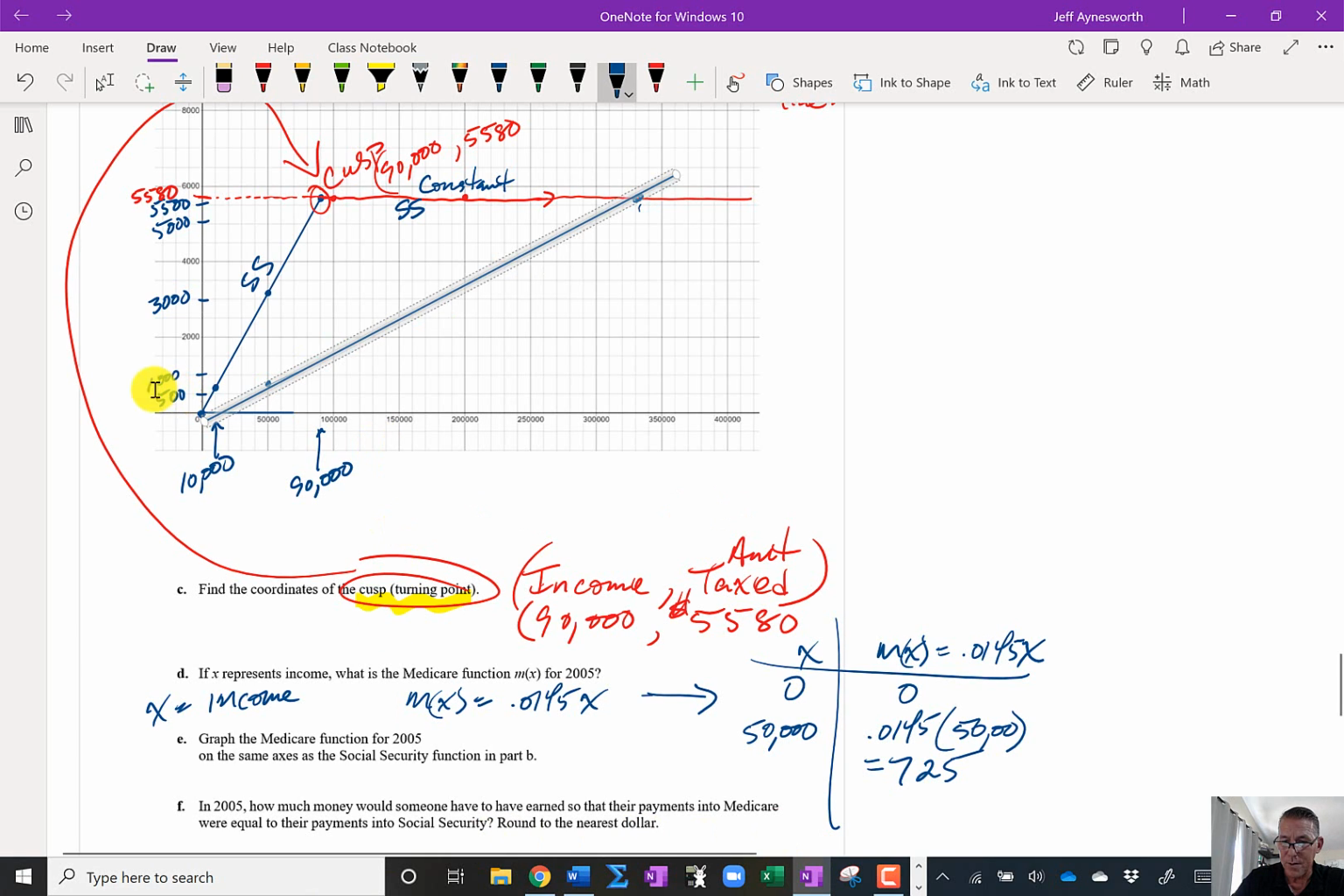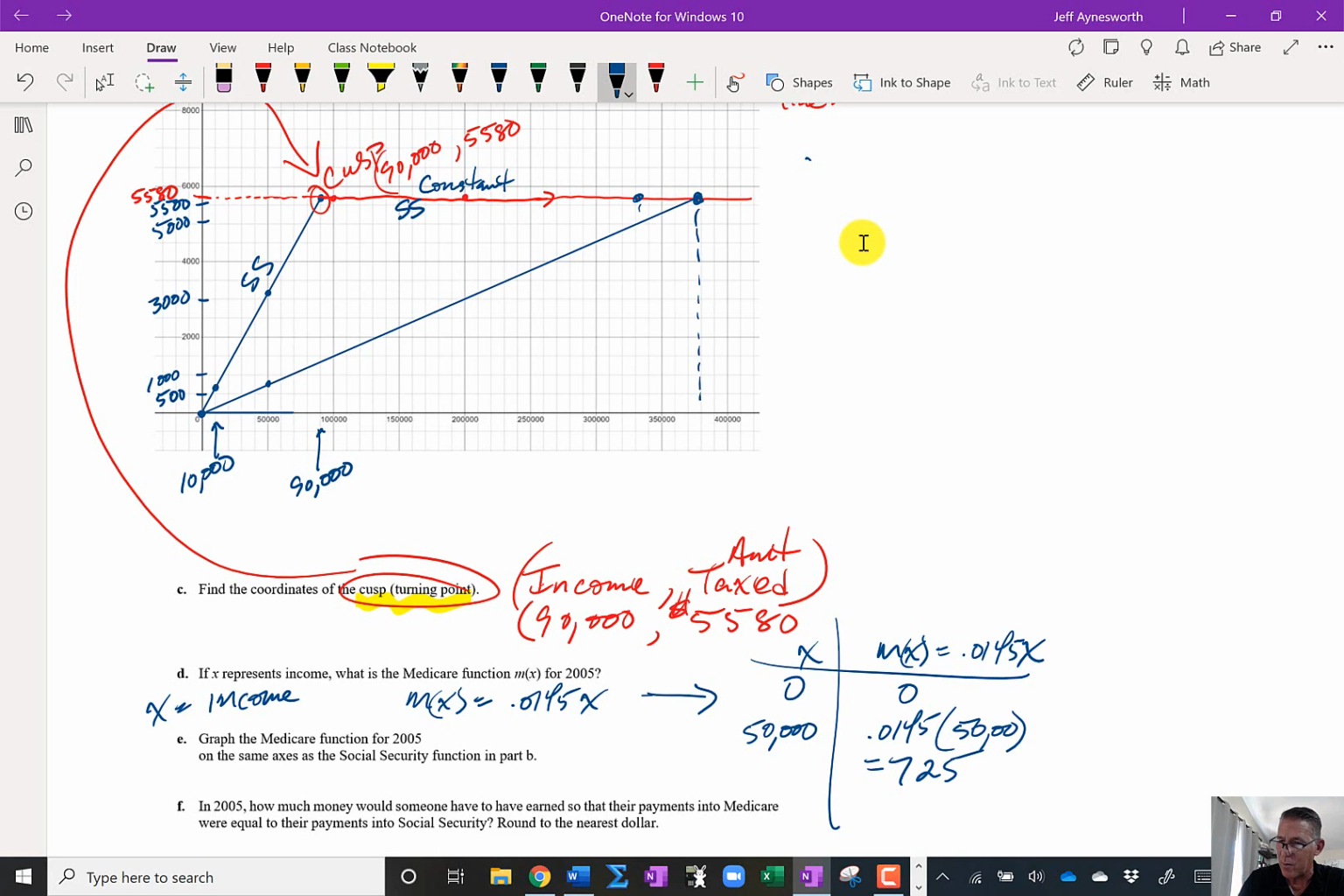Okay, well, they're equal when whatever you pay for Medicare, which is 0.0145 times X, is equal to this number here, which is your max, 5580. Okay, so we have to solve algebraically. When is 5580 equal to 0.0145 times X, where X stands for your income? Remember, X is income. Okay, so let's figure that out.